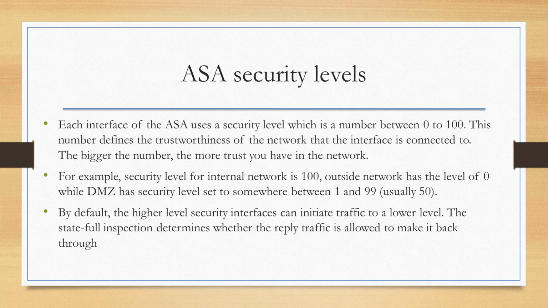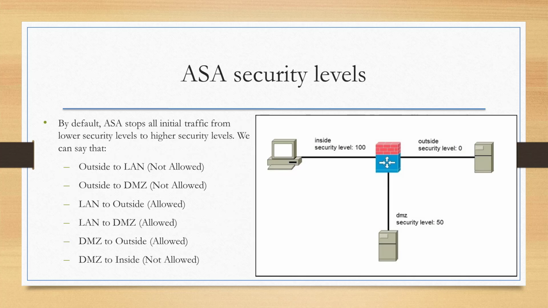By default, higher security level interfaces can initiate traffic to a lower level. The stateful inspection determines whether the reply traffic is allowed to make it back through. By default, ASA stops all initial traffic from lower security levels to higher security levels. We can say that outside to LAN, not allowed.